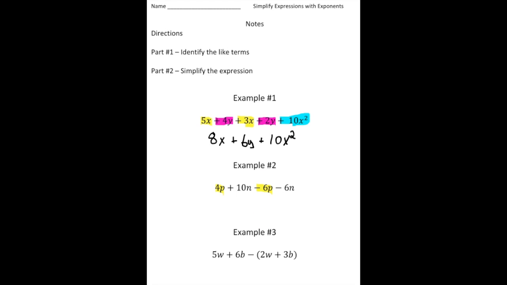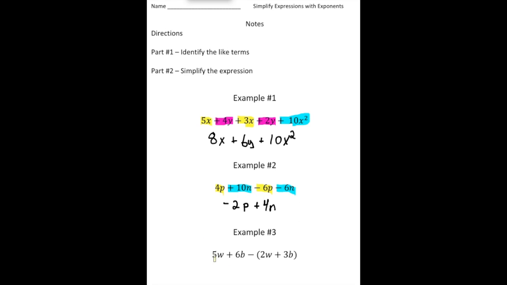Let's pick a different color. We have a positive 10n, and again we're subtracting a 6n, so we're going to call this a negative 6n. When we simplify the expression, 4p and negative 6p will give us a negative 2p. And then 10n minus 6n will give us a positive 4n.